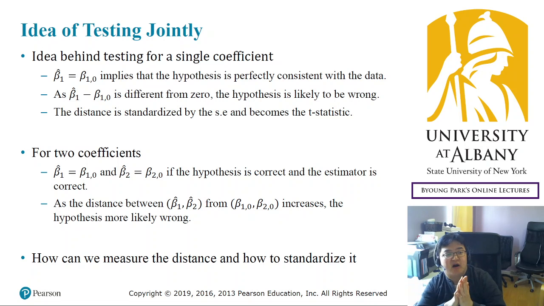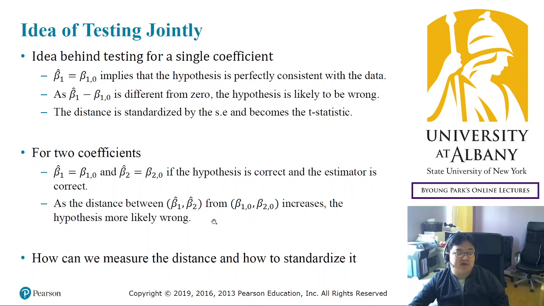We are going to measure the distance. The distance was easily measured by the difference in one dimension, but in two dimensions, you can still measure it. Then the next step is that we need to measure the two-dimensional distance, and then standardize it using something like the standard error. What is the extension? We need to think about how we can extend the one-dimensional standard error to multiple dimensions. That is another step. So let's first think about the distance.